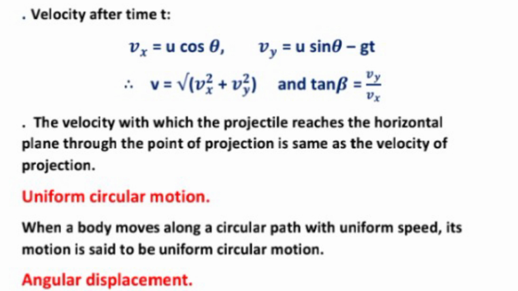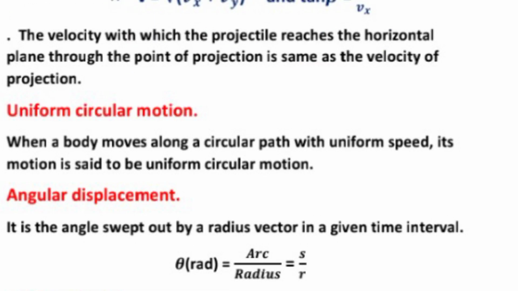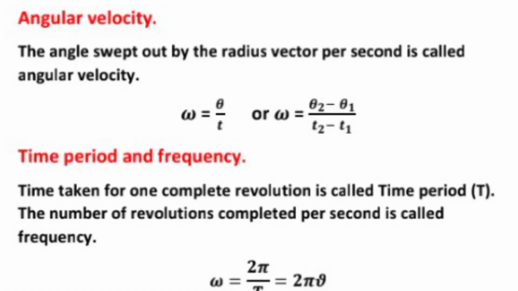Uniform circular motion. When a body moves along a circular path with uniform speed, its motion is said to be uniform circular motion. Now the angular displacement. It is the angle swept out by the radius vector in a given interval of time. Theta equals arc upon radius. Now angular velocity. The angle swept out by the radius vector per second is called the angular velocity, and it is denoted by omega. Omega equals theta upon t.